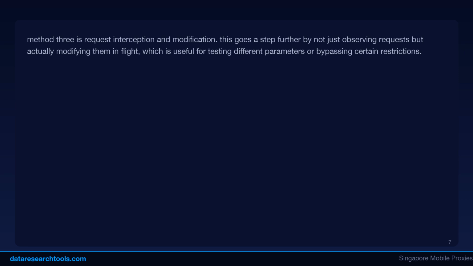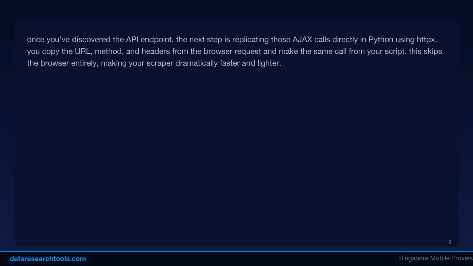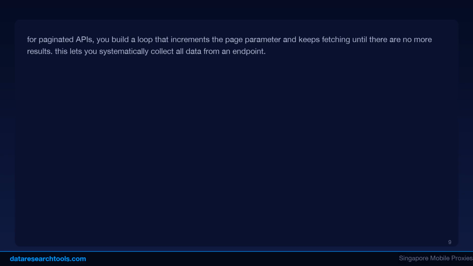For direct API scraping, the key steps are to identify the API endpoint URL from the Network tab, note the request method, which is usually GET or POST, copy the required headers, especially authorization tokens and cookies, understand the query parameters for pagination and filtering, and then replicate the request in your scraping code.